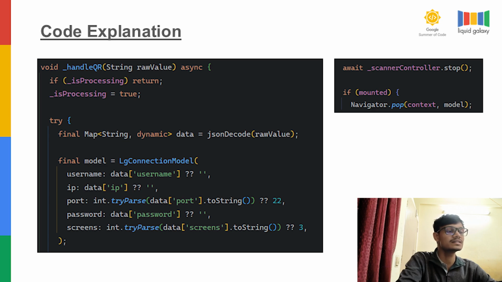Once valid data is detected, the scanner is stopped immediately to save resources and avoid duplicate scans. Then the populated LG connection model is sent back to the settings screen using Flutter's navigation system. This enables automatic form filling and instant connection setup.